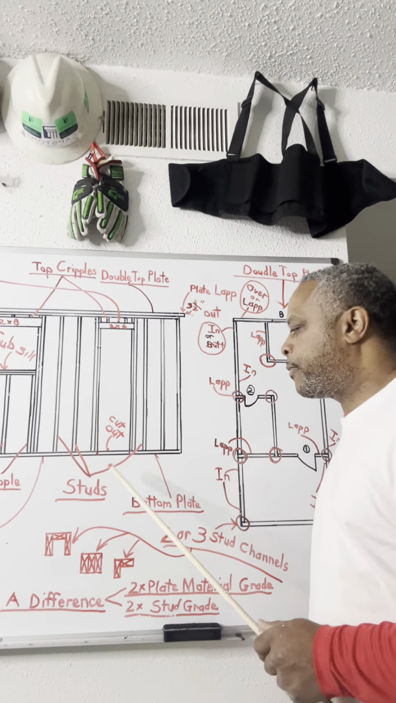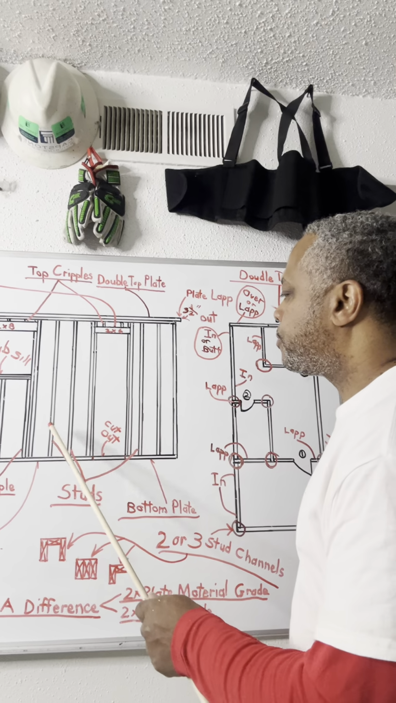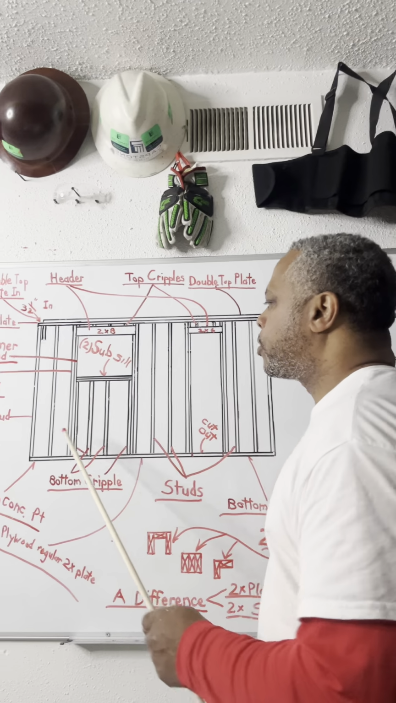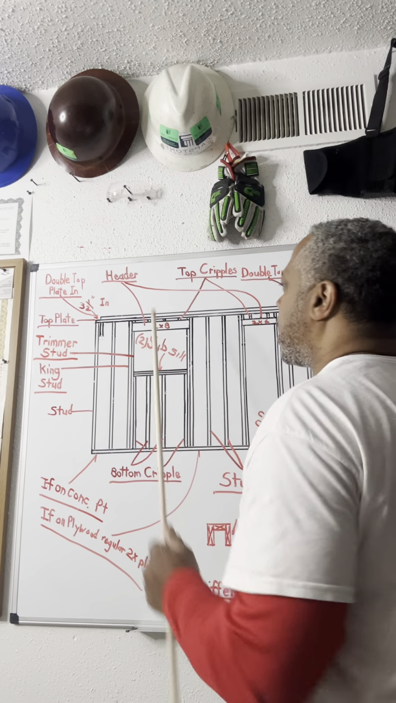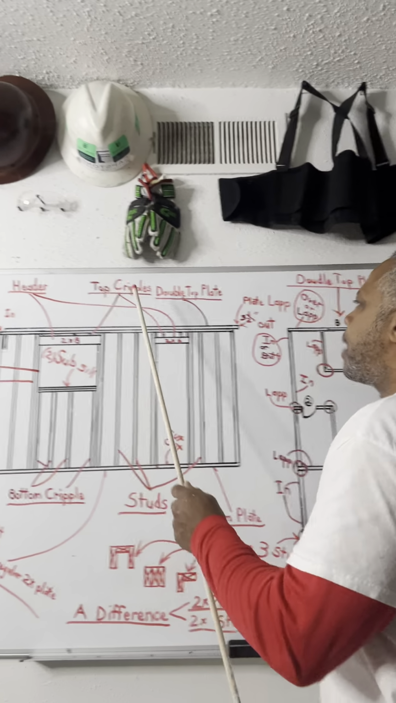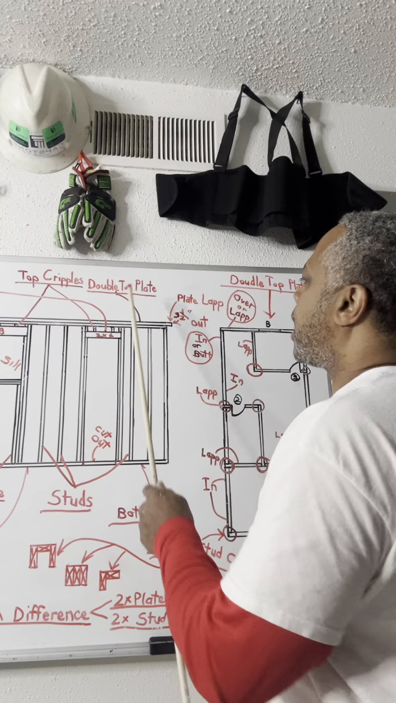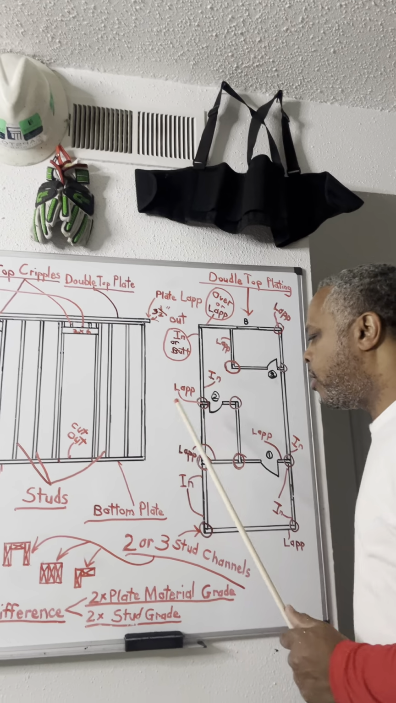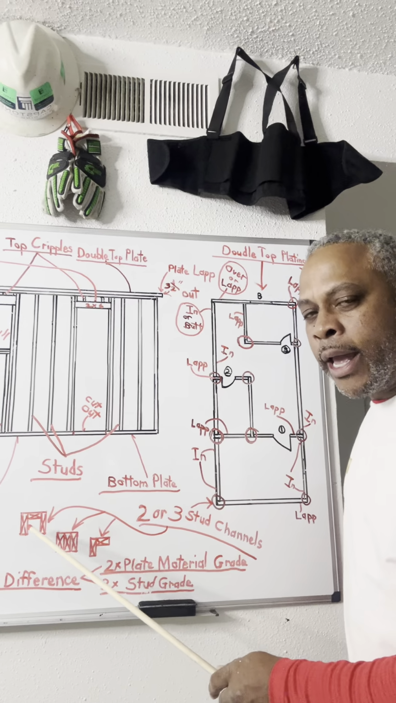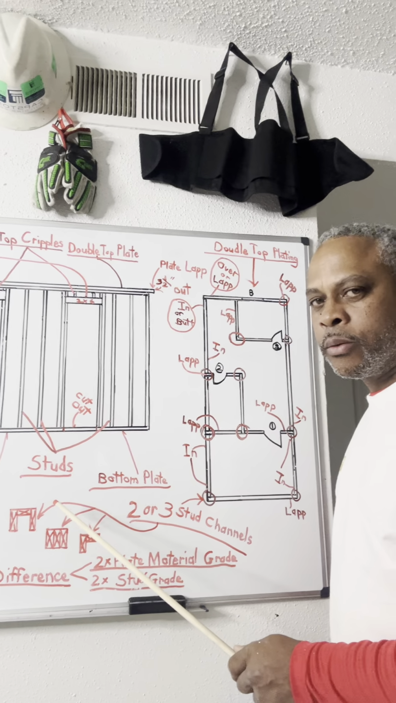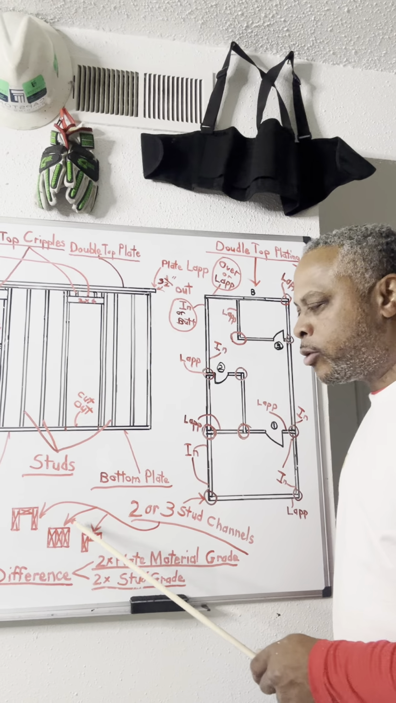This is framing. So you have your studs, you have your bottom cripples, stud, king stud, trimmer, top plate, double top plate. You got your header, top cripples, and you have your double top plate we just went over again. Now, the bottom plate. These are the channels that you're going to have on the end of walls. Okay? These three channels here.